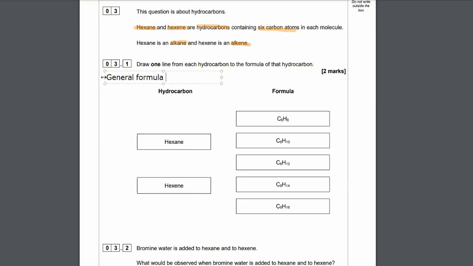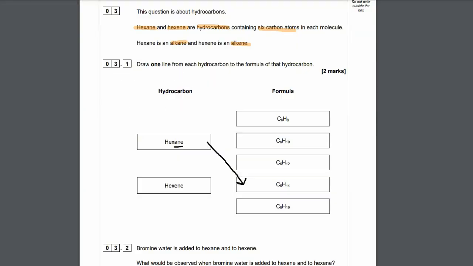Hexane is an alkane. You need to know off by heart the general formula for alkanes, which is CnH2n+2. The question tells us there are 6 carbons, so we just have to find the hydrogens. We do 6 times 2 plus 2, that is 12 plus 2, which is 14. So we're looking for the formula C6H14 for hexane, and you'll find that one just down here.